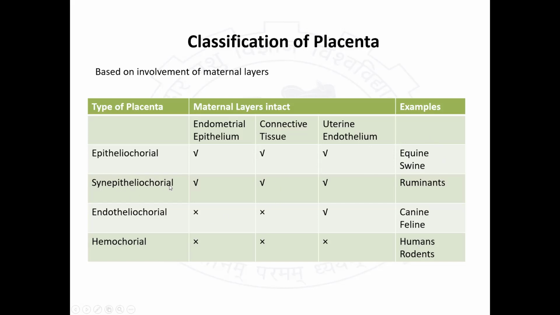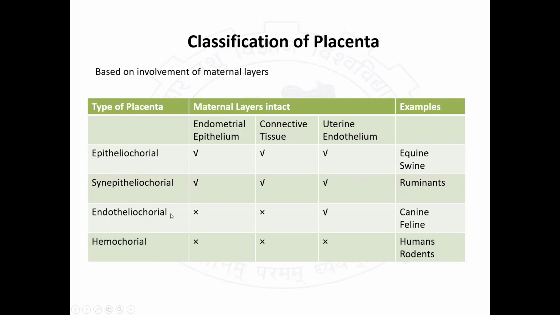Okay, synepitheliochorial, it is also epitheliochorial only, but synepitheliochorial means there is a syncytium formation. Syncytium means multinucleated cells will be there in that placenta. Okay, so this is a typical feature of ruminant placentation.